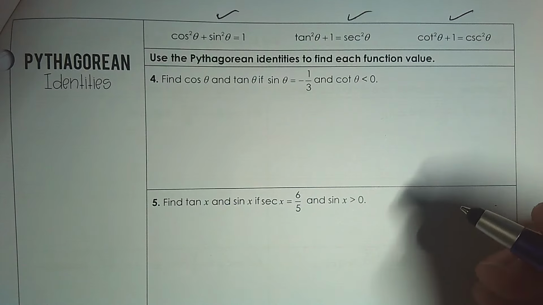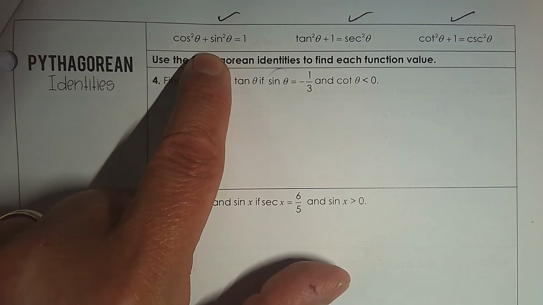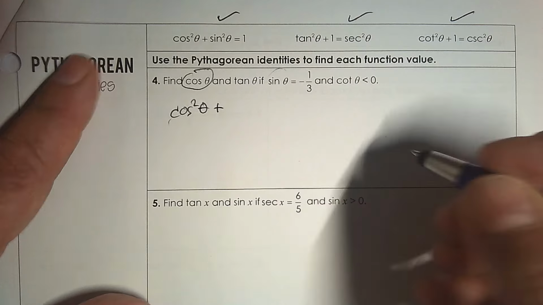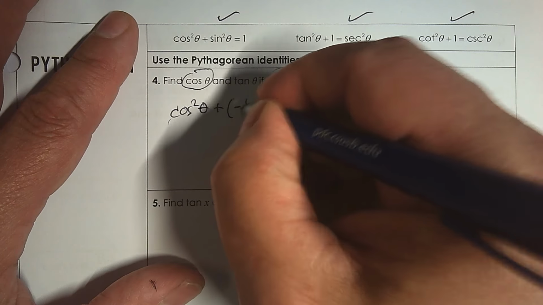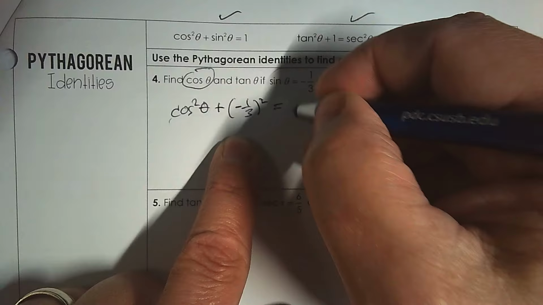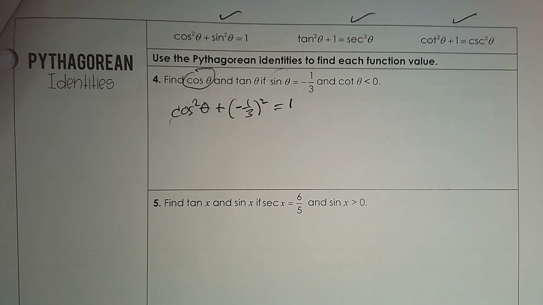So I want to find cosine and I'm given sine. So I'm going to use the first Pythagorean identity. Cosine squared plus sine squared. Well, we know sine is negative 1/3, so square it, equals 1. Now I'm going to solve for cosine. So I use the first Pythagorean identity, plug in negative 1/3 for sine, and now I'm going to solve for cosine first. So when I solve for cosine, what is negative 1/3 squared?